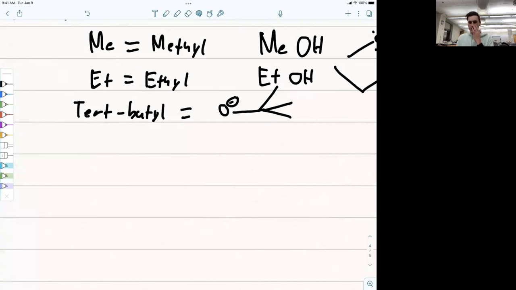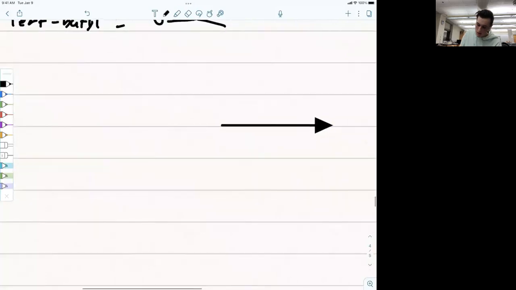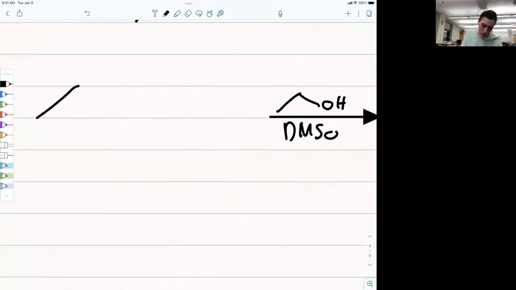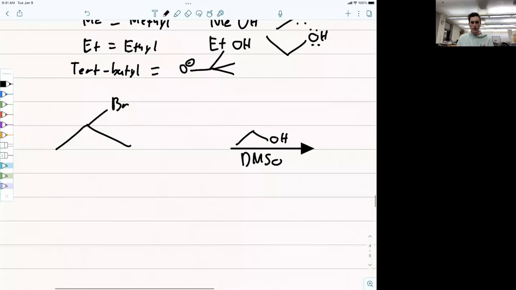You might see something like DMSO as your solvent. You could see something like this, and then like this, in a reaction like this. So in this case, just know you're not actually looking for this. DMSO can look really confusing. It stands for dimethyl sulfoxide. It means it's a solvent. You might use it next semester. It just means it's a solvent though.